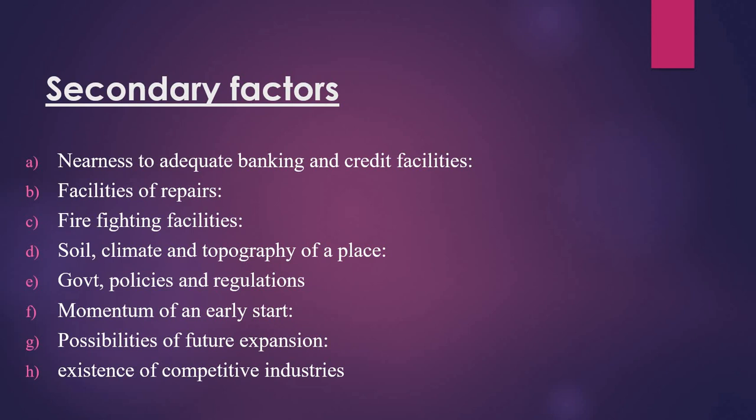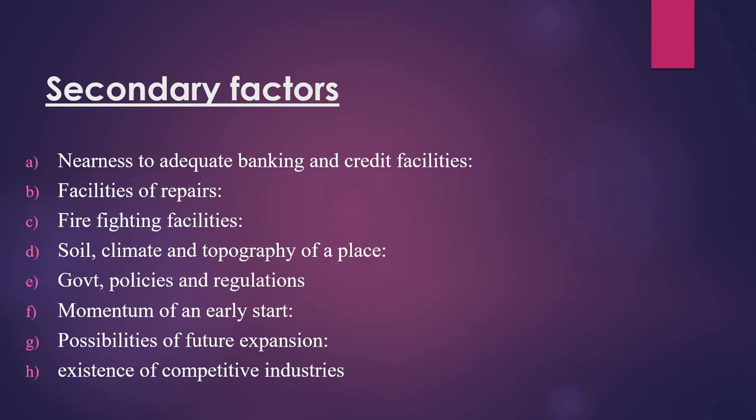Next is facilities for repairs, correct? So when different machineries and vehicles are used in a factory building, in case some damage takes place, repair facilities should be available to repair that. Next, firefighting facilities. Okay, when big industries or firms are established, there is a chance of fire damage, correct? So in those cases firefighting facilities should be available.